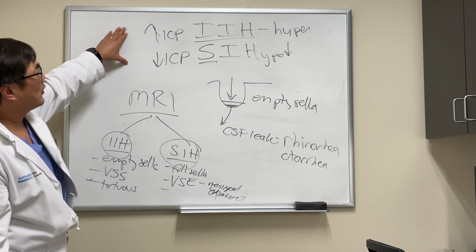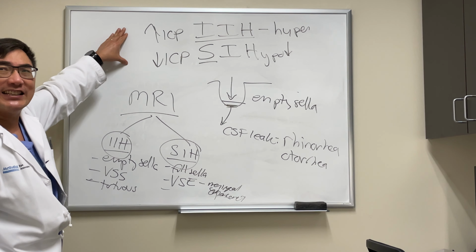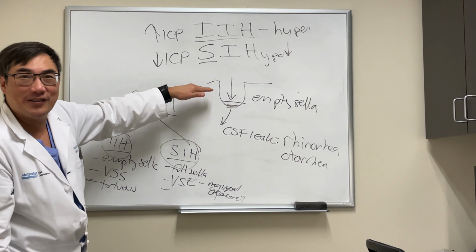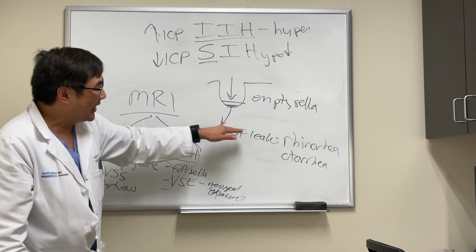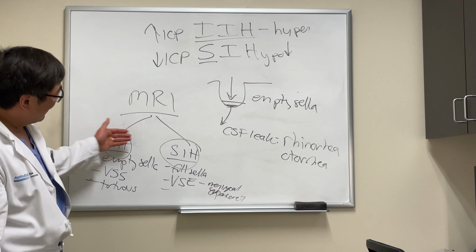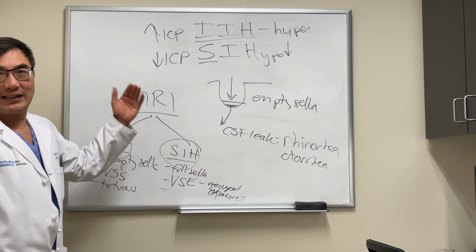But to answer the question, definitely IIH can cause SIH. Too high can lead to too low, usually from erosion through the sella and a CSF leak producing rhinorrhea. And you can tell radiographically between the two, but really you have to measure the pressure.